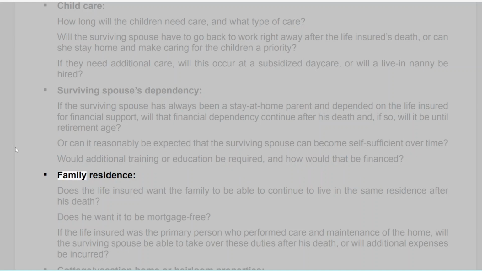Family residence. Does the life insured want the family to be able to continue to live in the same residence after his death? Does he want it to be mortgage-free? If the life insured was the primary person who performed care and maintenance of the home, will the surviving spouse be able to take over these duties after his death, or will additional expenses be incurred?